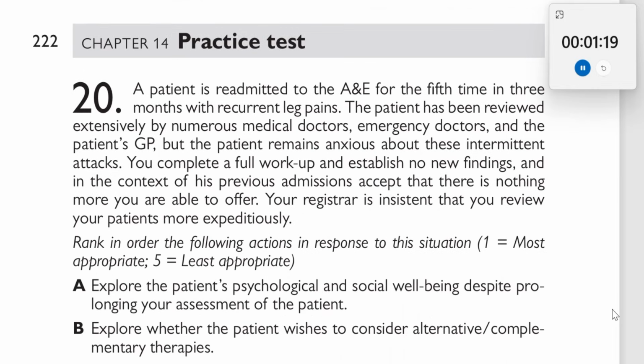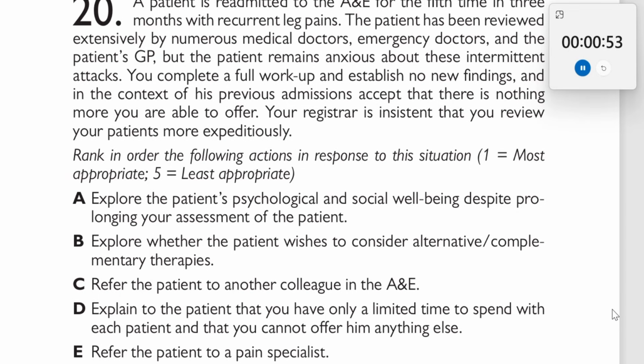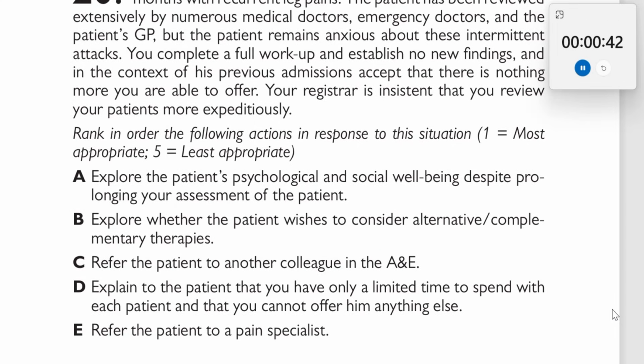Okay, so the last one, we have the 50th one. The patient is readmitted to the emergency department for the fifth time in 3 months with recurrent leg pain. The patient has been reviewed extensively by numerous medical doctors, emergency doctors, and the patient's GP, but the patient remains anxious about these intermittent attacks. You complete a full workup and establish no new findings in the context of his previous admissions, and there is nothing more you are able to offer. The registrar is insistent that you review your patient more expeditiously.